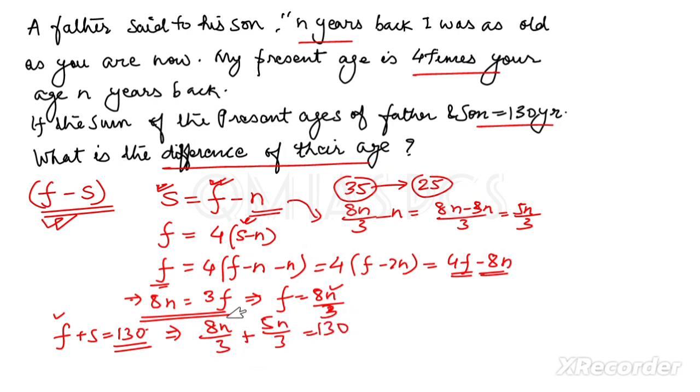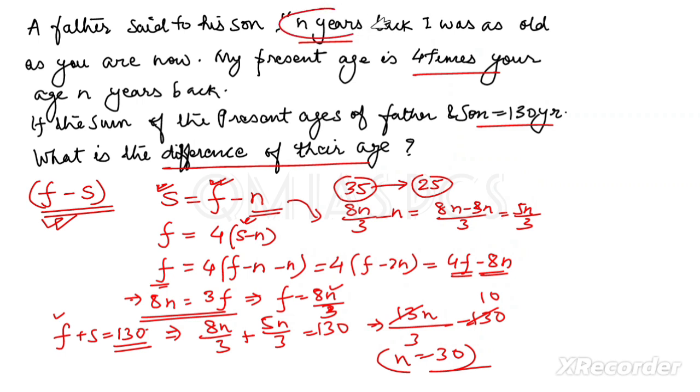Now you can add this. So it will be 13n by 3, and this is 130, so this 13 and this 130 will be cancelled, this is 10. So n is equal to 30. Okay, so what is n? Whatever we are talking about, the n years, that is the value of n.